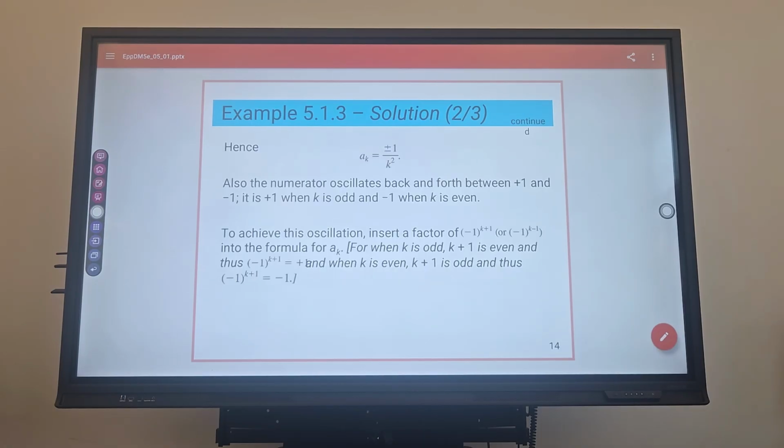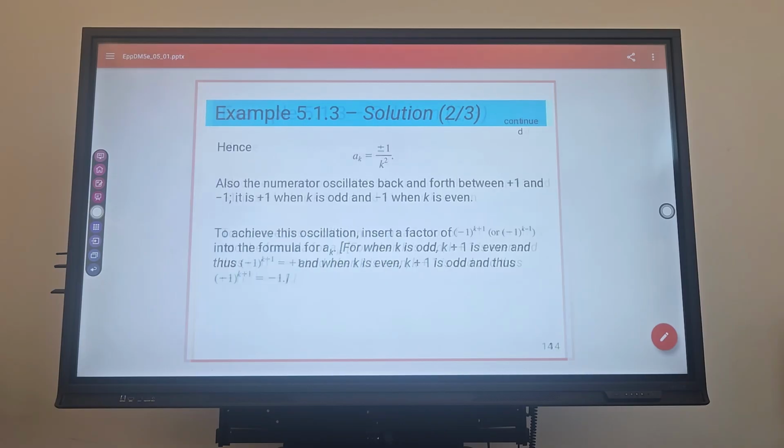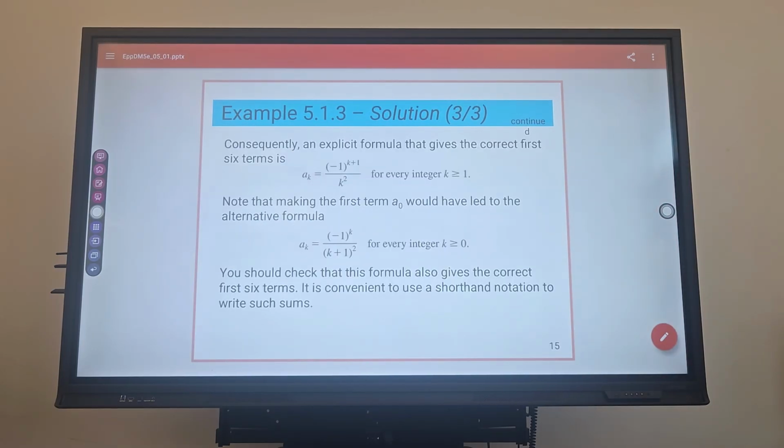Also, the numerator oscillates back and forth between plus 1 and minus 1: plus 1 when k is odd, and minus 1 when k is even. To achieve this oscillation, insert a factor of minus 1 to the k plus 1 into the formula. So there you go. Consequently, an explicit formula that gives the correct first 6 terms is a sub k equals minus 1 to the k plus 1 over k squared.